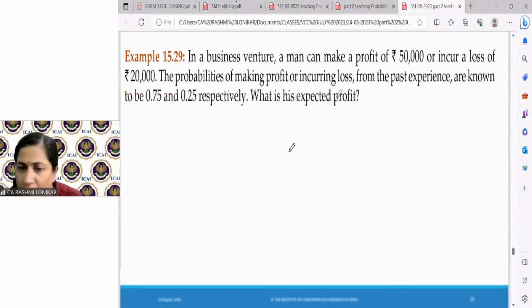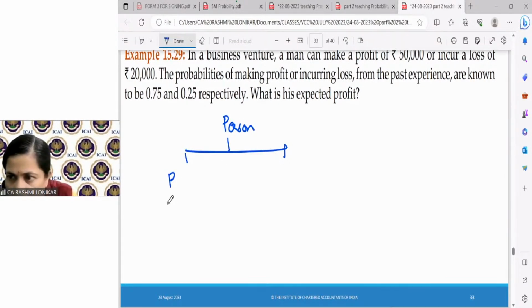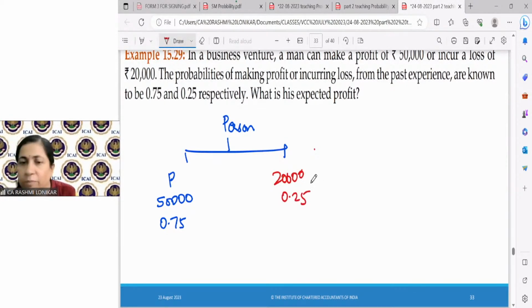Okay, this is also a very good question. A man can make a profit of 50,000 or incur a loss of 20,000. The probability of making a profit or incurring a loss. Okay, so this person may have a profit. Profit is how much? 50,000. And the probability of getting a profit is 0.75, whereas the possibility of incurring a loss of 20,000 is 0.25, and so you have expected profit.